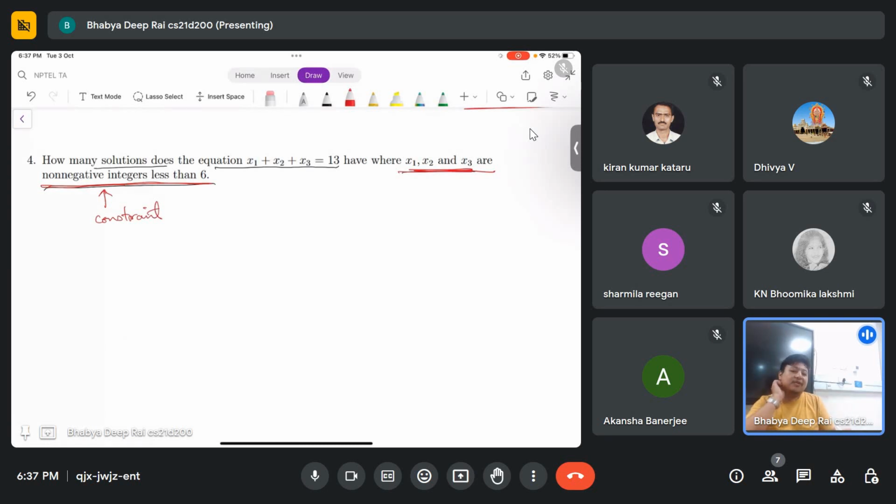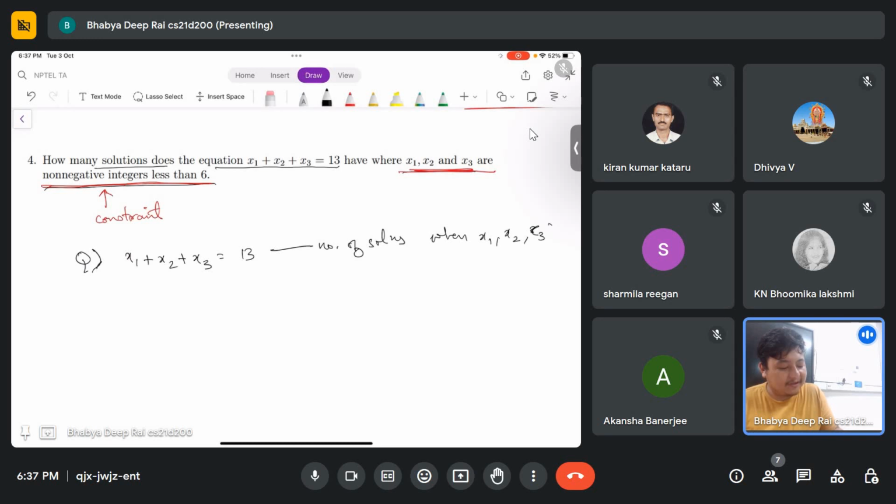So before I move on to solving this, can you think about the case when this constraint was not there? If the question was x1 plus x2 plus x3 equals 13, what is the number of solutions when x1, x2, x3 are just non-negative, or in other words, greater than or equal to 0? That is, the constraint that it is less than 6 is not there. Then how do we solve this?